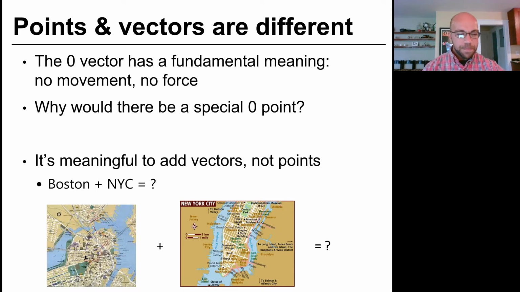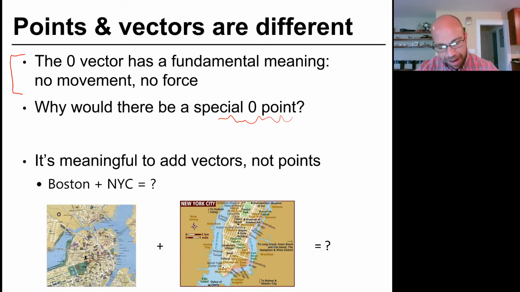Now, both of these objects are described using tuples of numbers, right? I might say that I'm at position 1, 2, 3, or I might have those same three numbers used to represent a velocity vector. But there are a lot of differences between these two types of objects that I think we all know intuitively, but sometimes we don't call out specifically. So, for example, the zero vector has a really fundamental meaning. Right? The zero vector means that there's no motion or no force or no displacement. Whereas there's not really such a thing as a special point whose name is zero.